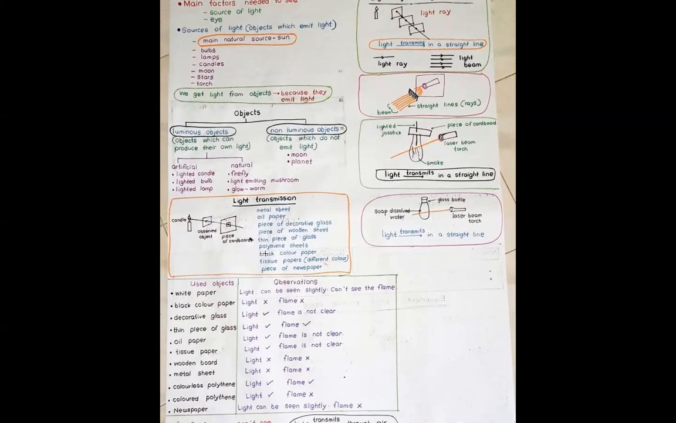Then once you take a decorative glass, a glass with designs, you can see the light, but the flame is not clear because you have a lot of designs. Through those designs, you can't see the flame clearly.